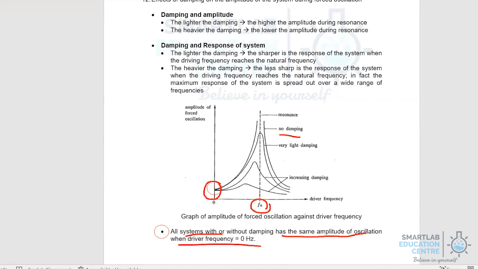So for example, in the case of a glass, if the pitch or the frequency is high enough, then the glass will oscillate with an amplitude that is infinite, and that causes the glass to actually shatter.